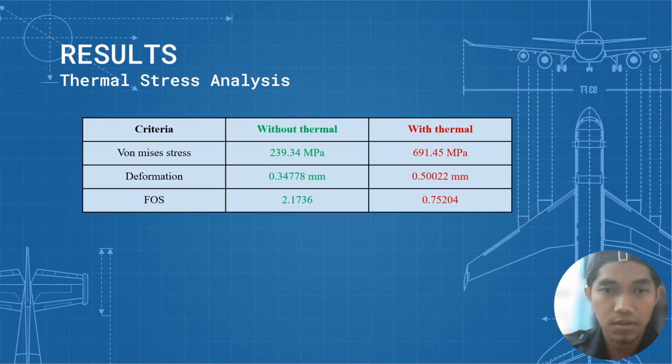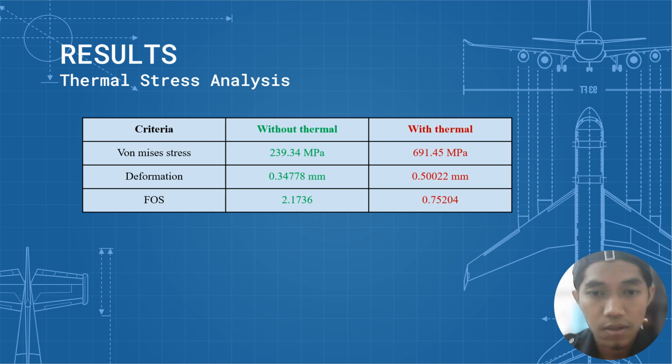Next, this is the result for thermal stress analysis. Without considering thermal effects, the von Mises stress was 239.34 MPa, maximum deformation was 0.34778 mm, and the factor of safety was 2.1736. However, when the thermal effects were included, the von Mises stress increased to 961.45 MPa, deformation to 0.50022 mm, and the factor of safety dropped to 0.75204. This highlights the importance of considering thermal factors in the design.